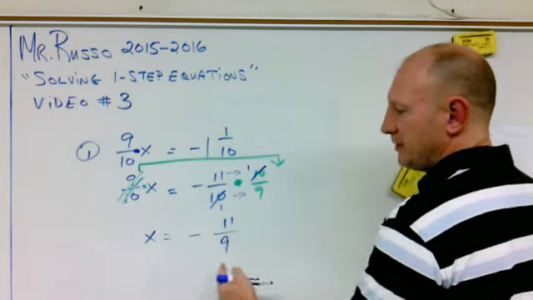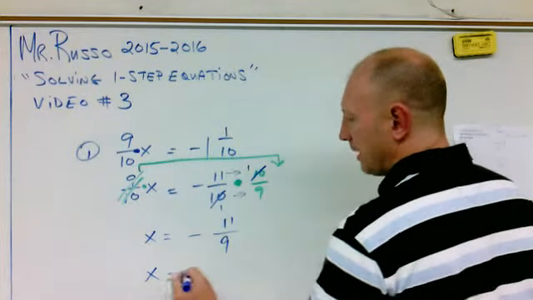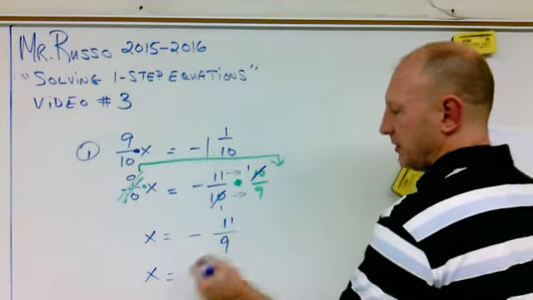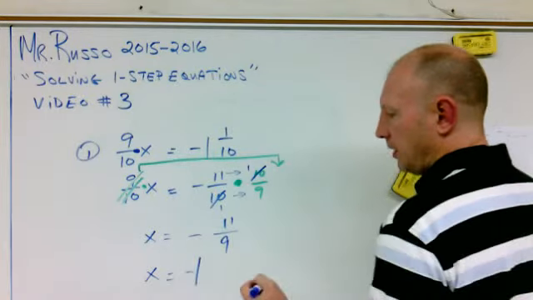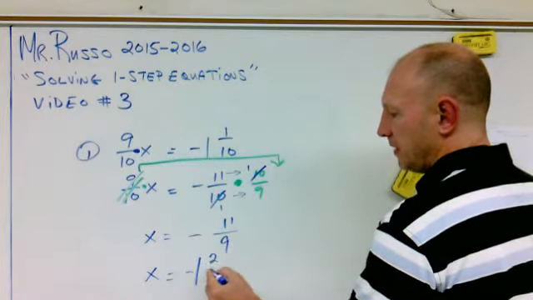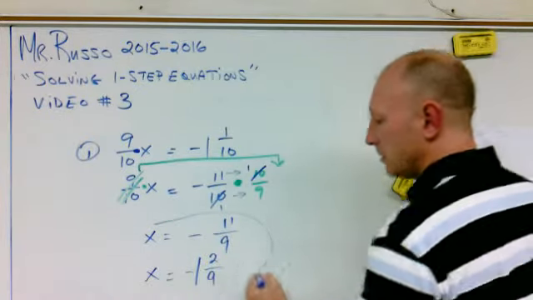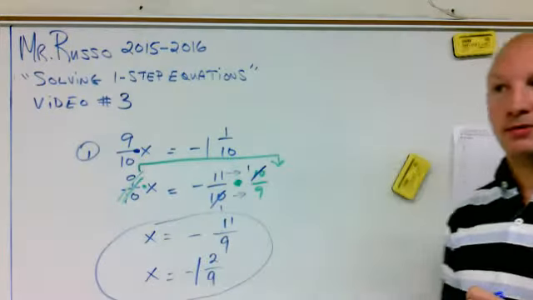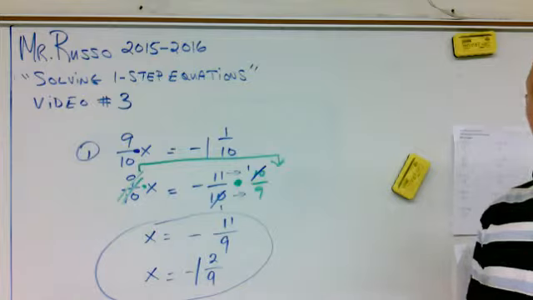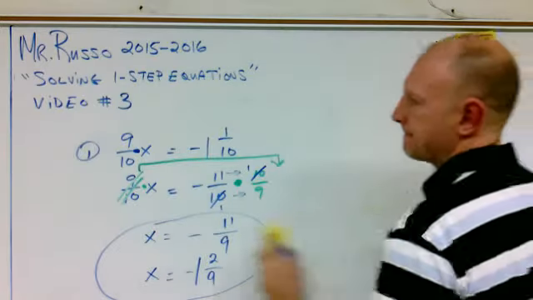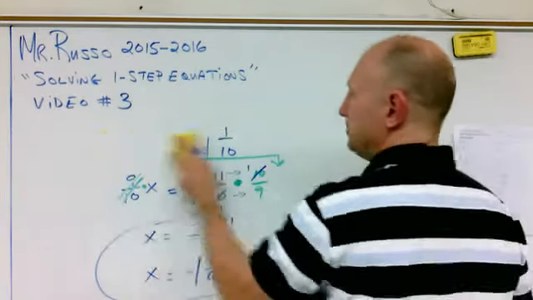So my answer is negative 11/9, or I can rewrite this as a mixed number. 9 goes into 11 one time, so it's negative 1. There's 2 left over. I use my denominator that I had before. So it could be this or that as your answer. I'm going to do one more quick video, quick equation.